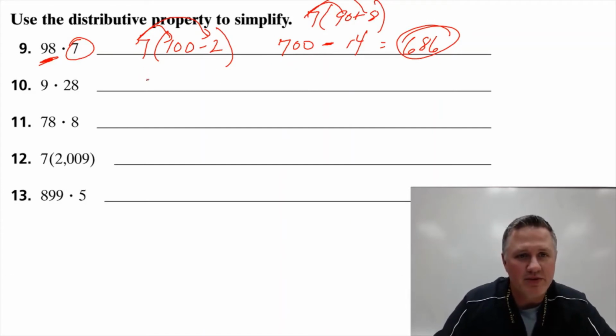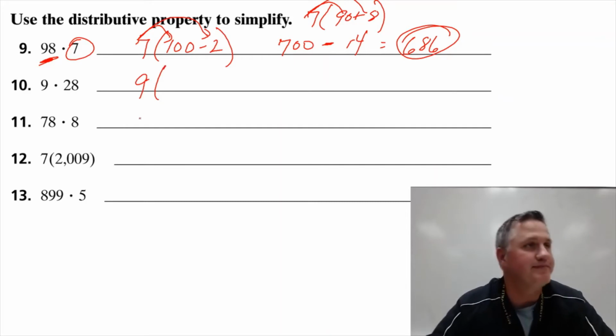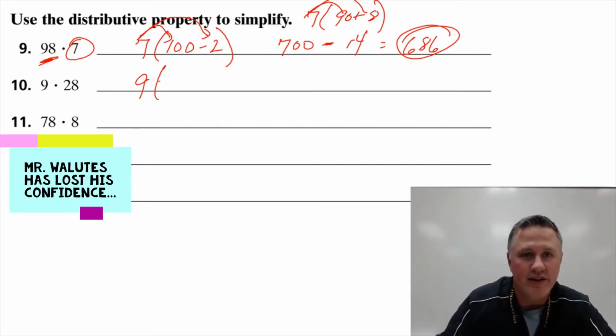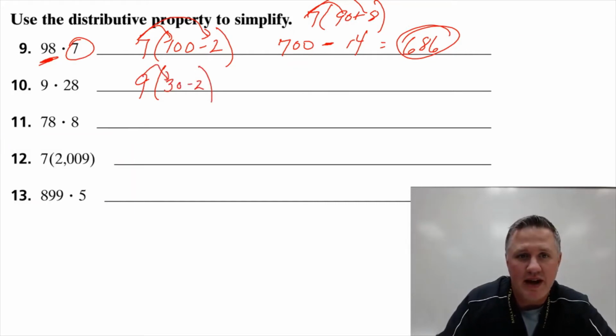All right, 9 times 28, Mr. Lewis. Can you count by 28s? No. No. What's close to 28? 30. You could say 30, right? You could say 30 minus 2. That'll get you back to 28. 9 times 30 is? 240. 270. All right, try again. Oh, I'm sorry. Yes, and then 9 times 2 is 18.